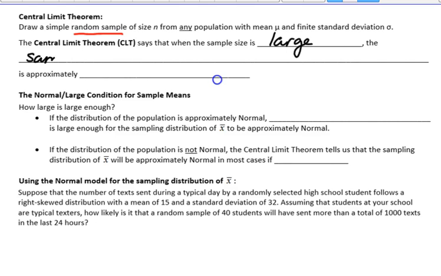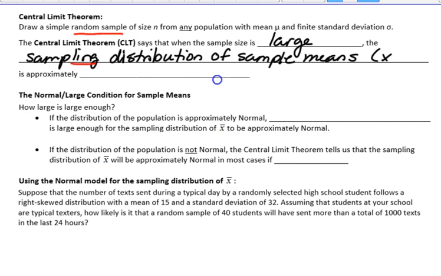the sampling distribution of sample means, and I'm having you write this out because that is an important way to say it, and I want you to get used to it, the sampling distribution of sample means, which of course are x bars, is approximately normal. Now there is something troubling about that definition, and that is the word large. How large is large enough?